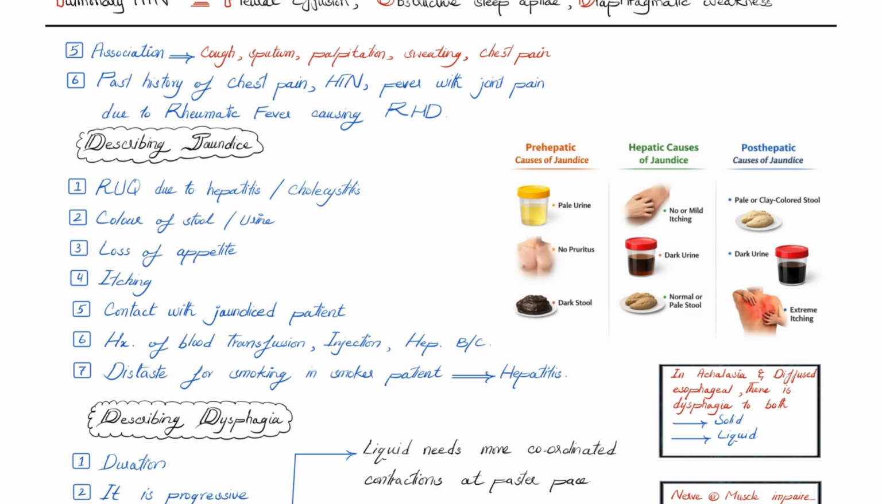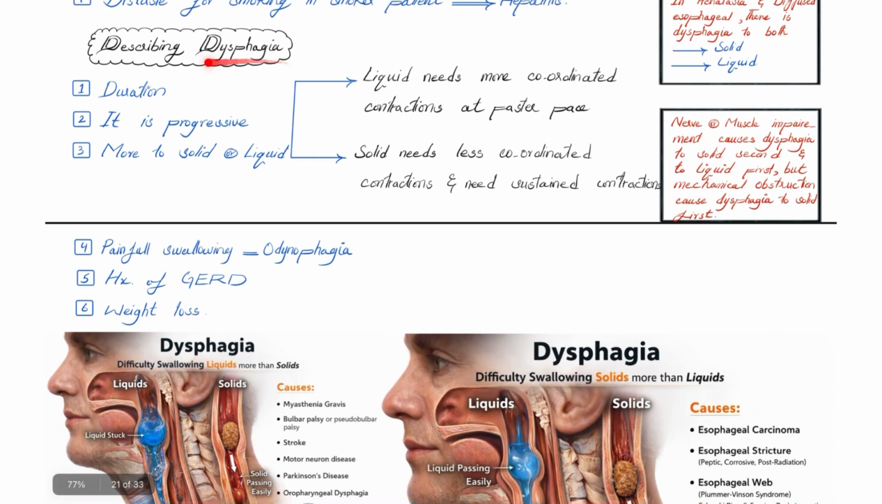Now, describing dysphagia, which means difficulty swallowing. Ask about duration. Ask whether it is progressive or constant. Ask whether dysphagia is to solid, liquid, or both. Now, liquid needs more coordinated contractions at a faster pace, and solid needs less coordinated contractions but needs sustained contraction.